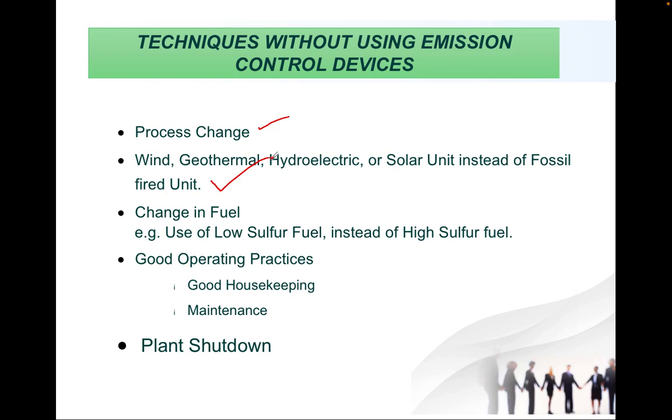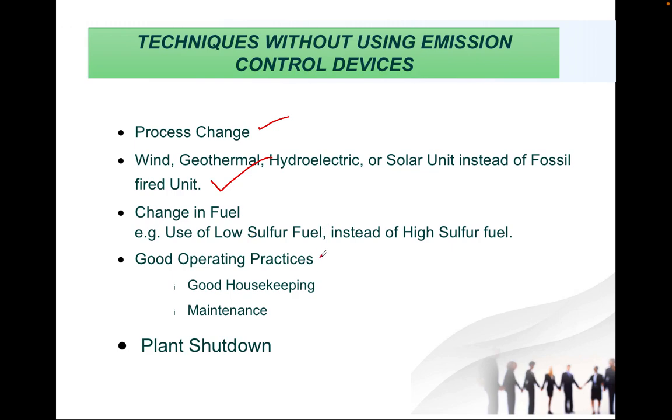Then we can change the fuel. That is another method. As we know, the sulfur oxides present in the flue gases are there because the sulfur is already present in the fuel. So if we use low sulfur fuel rather than high sulfur fuel, then automatically the sulfur present in the flue gases is also going to be less. So by changing the fuel, we can also control the emission.